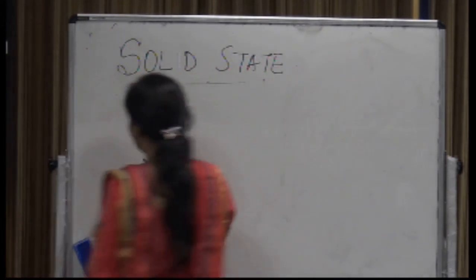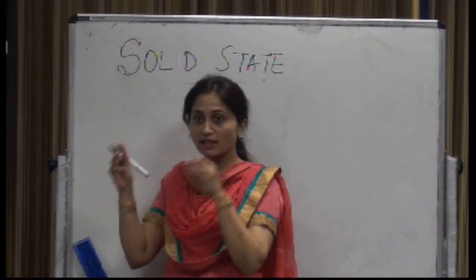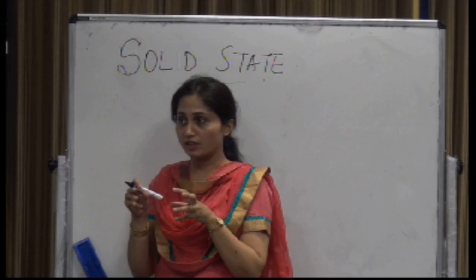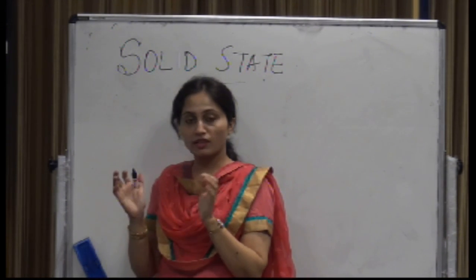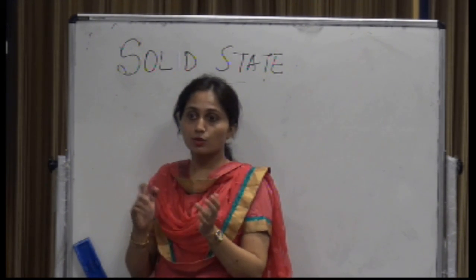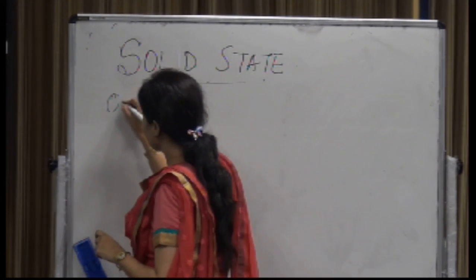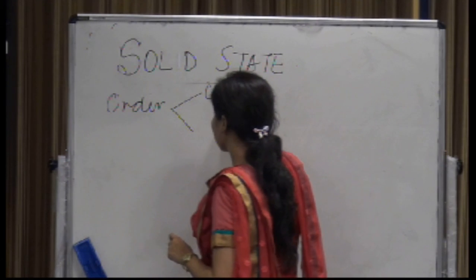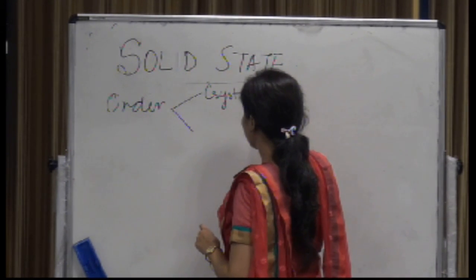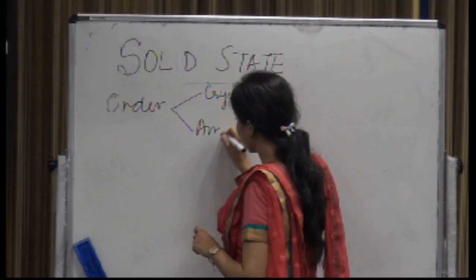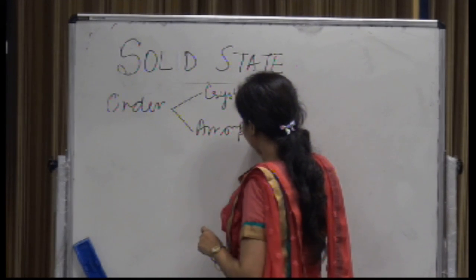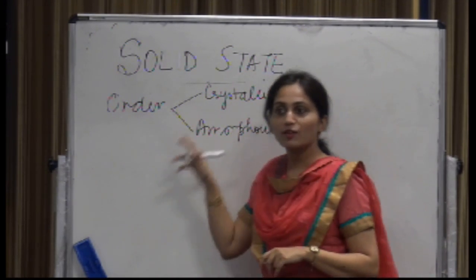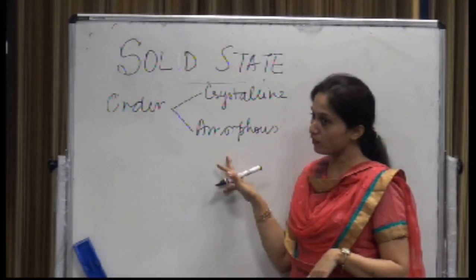Now depending upon the order in which the atoms or molecules are arranged in a particular solid, you can have two types of solids. One is crystalline and the other is amorphous. Okay, the very first chapter probably, so you all must be absolutely thorough by now. So you have crystalline solids and amorphous solids.